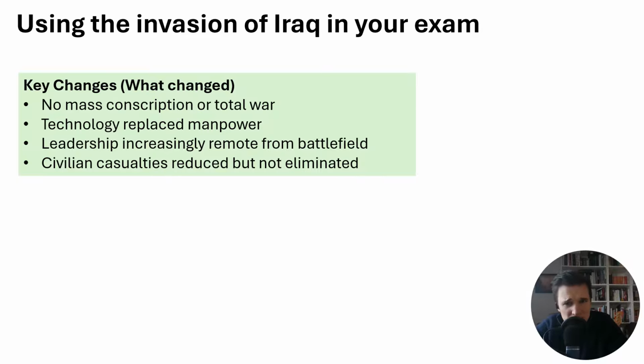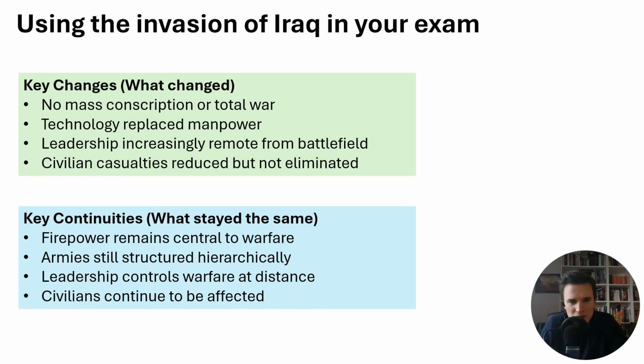And precision weapons, at least in this first stage, do reduce civilian casualties compared to, say, in the First and Second World Wars. They do not, unfortunately, eliminate them entirely, particularly with the guerrilla warfare and insurgency that follows the initial stage. What about continuities?